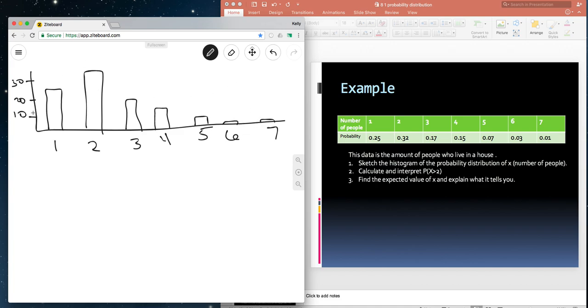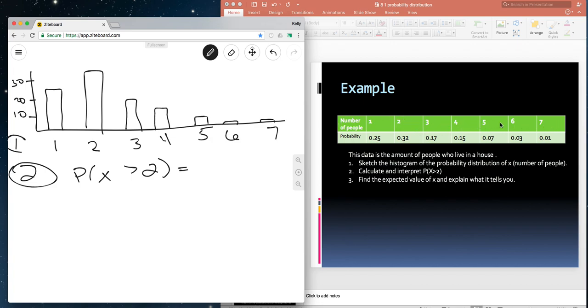Once again, notice that the percentages are labeled on the y-axis, and the number of people is on the bottom, because that is what our x values were. So this was number 1. Number 2 asks to calculate and interpret P, or the probability that x is greater than 2. Well, the probability that x is greater than 2 is everybody this way.